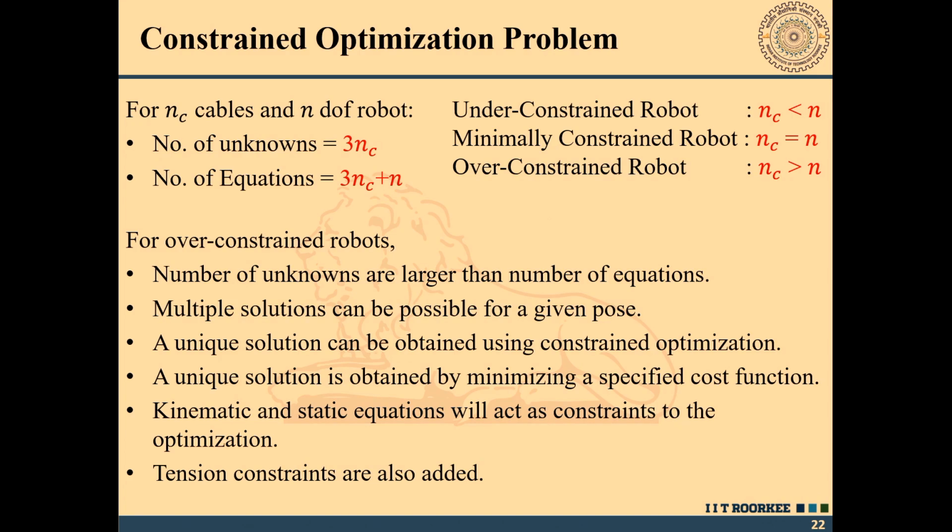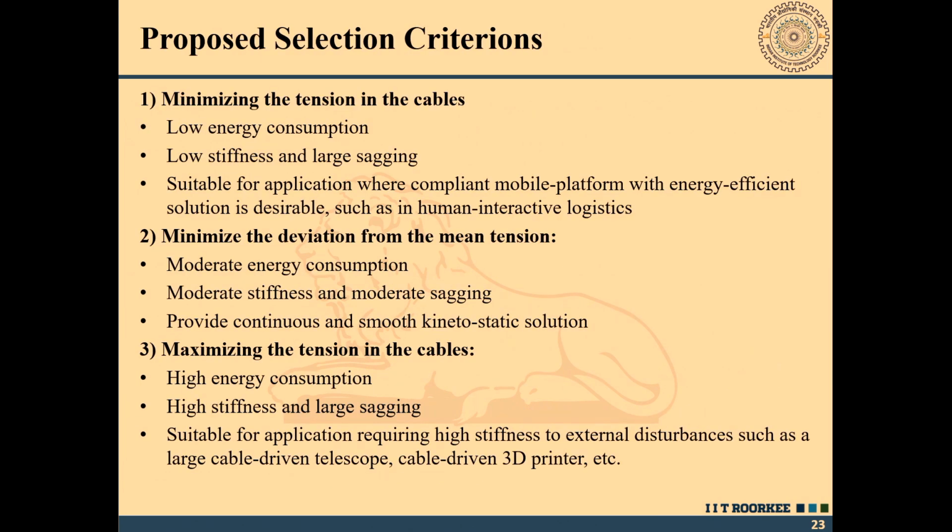So, for the over-constrained robot, the number of unknowns is larger than the number of equations. Multiple solutions can be possible for a given pose. So, a unique solution can be obtained using constraint optimization. A unique solution is obtained by minimizing a specified cost function. Kinematic and static equations will act as constraints to the optimization, and tension constraints are also added. So, we proposed some selection criteria over here to take care of those constraints.